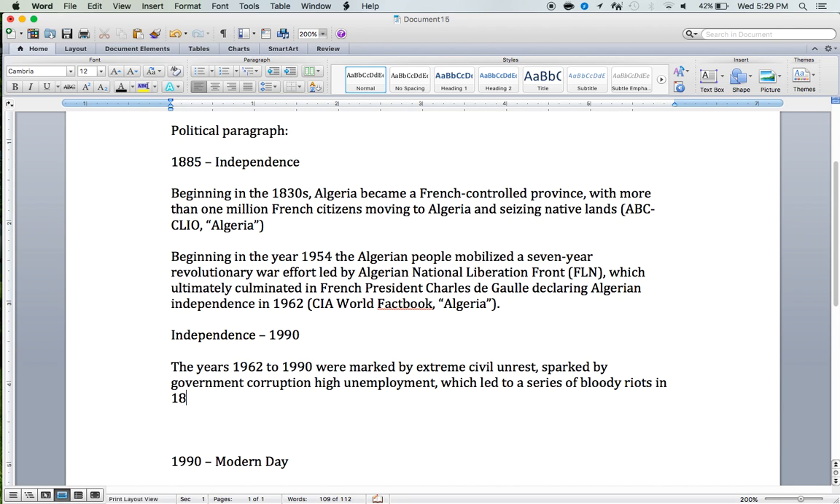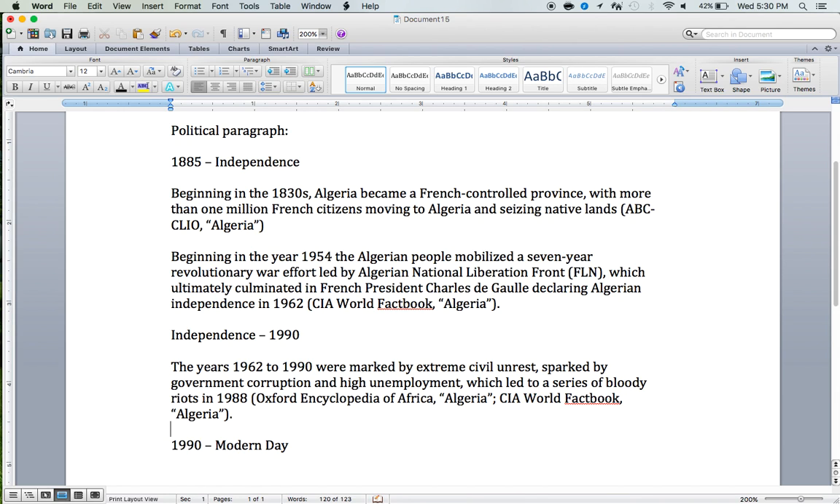So you can see, right, it's a combination of specificity on the one hand and generality. I don't need to know, for example, who it is that's being corrupt and how high the unemployment is. I just know that there were these issues going on that led to a series of bloody riots. Now, this came from two sources. For this, I'm going to include the Oxford Encyclopedia of Africa, again with the article title Algeria, and then a semicolon to separate to another source. And this was also the CIA World Factbook, and again with the article title Algeria.